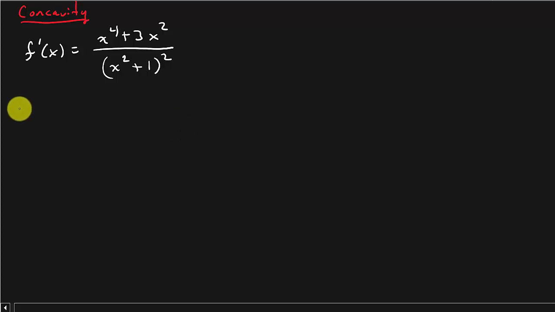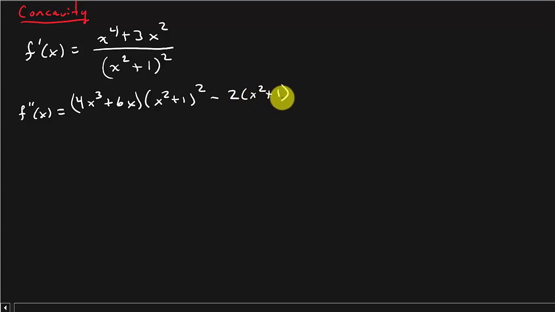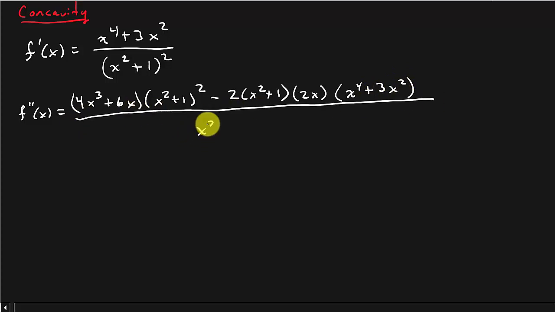All right, so now we've got f double prime of x. So here we go. Quotient rule: derivative of the numerator, 4x cubed plus 6x, times the denominator, minus the derivative of the denominator, that's chain rule, 2 times (x squared plus 1), 2 comes down, subtract 1, then times the derivative of what's inside the parentheses, times the numerator, x to the 4th plus 3x squared. And that is all over (x squared plus 1 squared) squared, because it's all over the denominator squared.